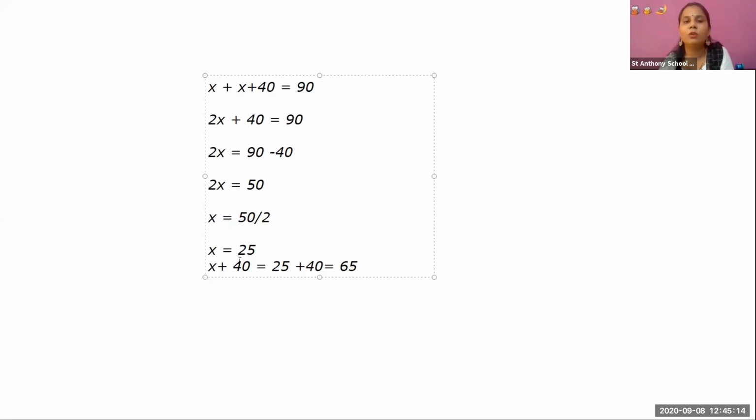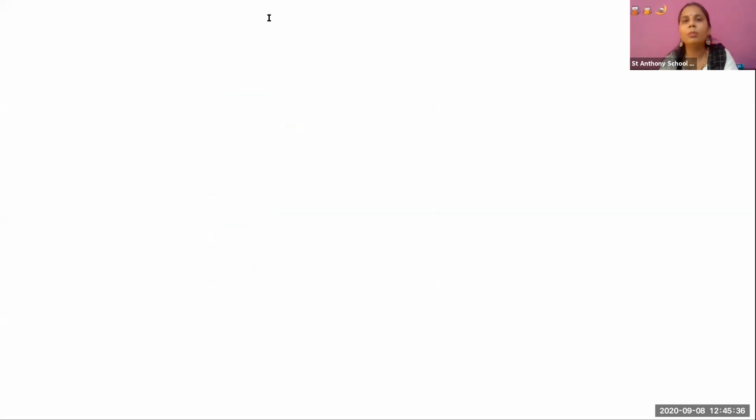When we get one of the angles, our second answer automatically gets solved, right? So 25 plus 40 is equal to 65. So one of the angles is 25 and the other angle is 65. Okay? So these two angles, 25 and 65, are complementary to each other. Clear, everyone? I hope everyone has understood this. Yes? Clear or not?